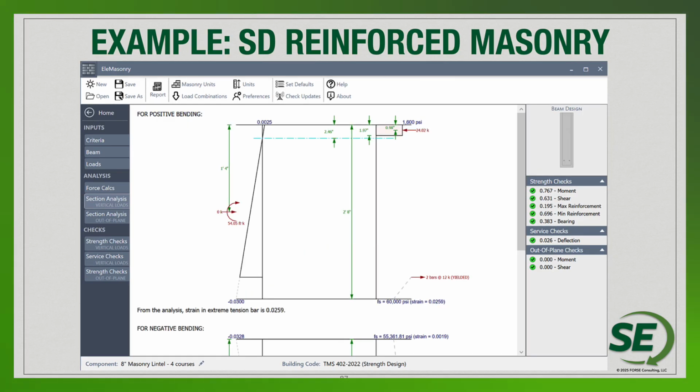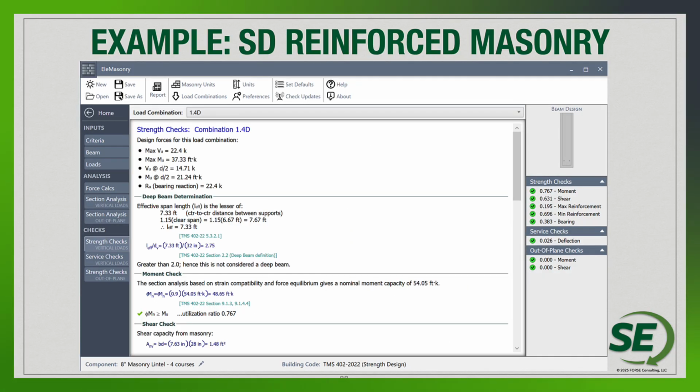We can then also do a section analysis where we can actually see the forces calculated for the section, for the reinforcement, and for the compression block that we have for the masonry elements. We can look at our strength design. We can see what our VMN is, and we can see what our overall moment capacity would be, 0.9 times 54.05, giving us an overall moment capacity of 48.65. So that's going to give us a utilization ratio of 0.767 for our design.